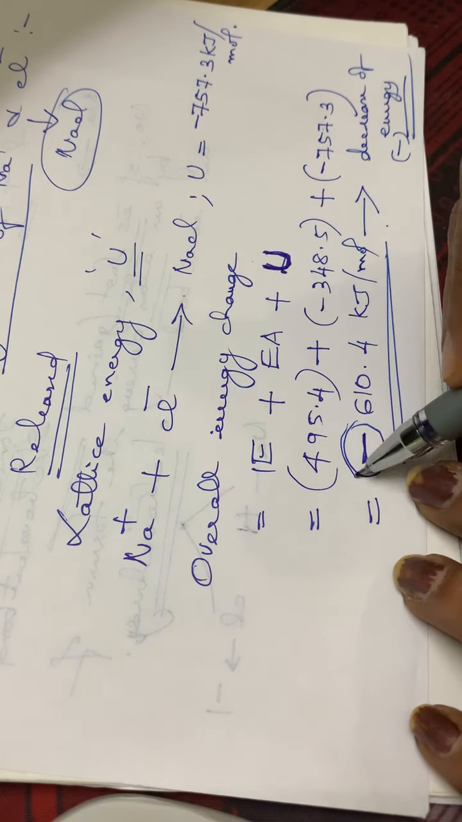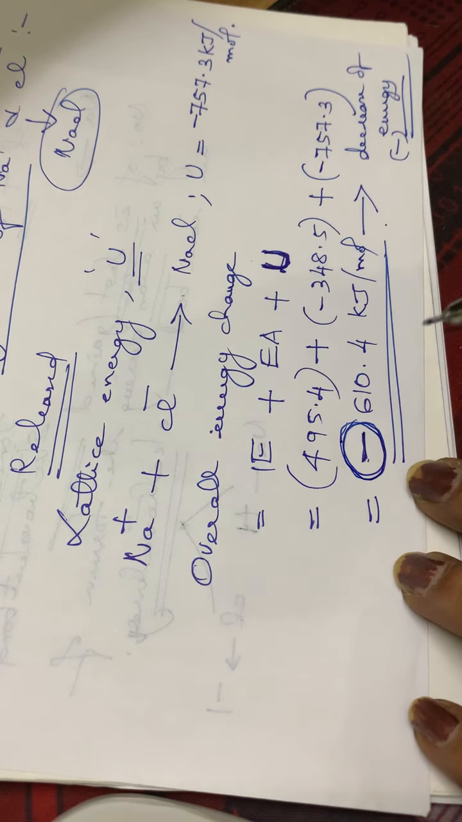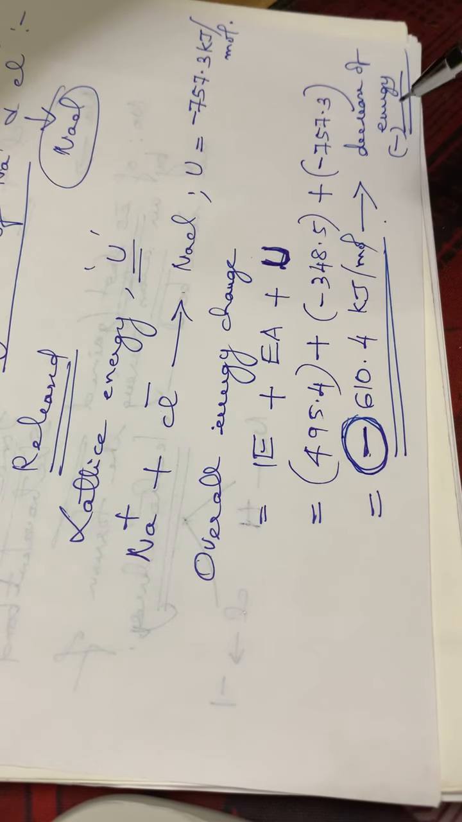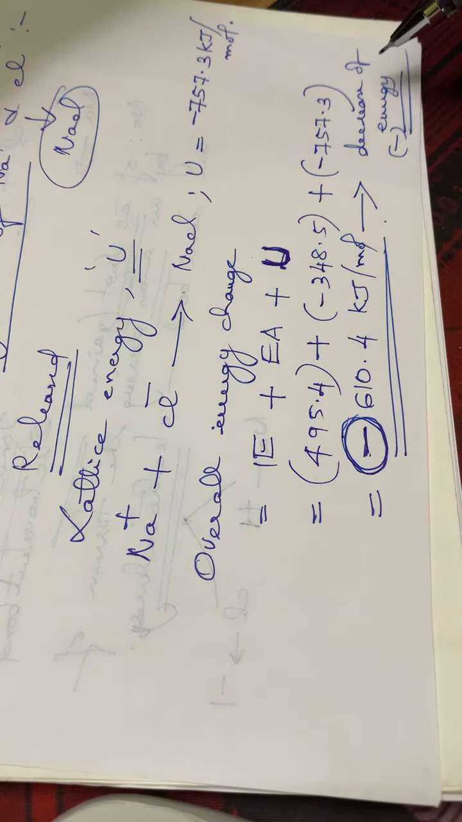See, the decrease of energy means that particular compound, that ionic compound, is stable, isn't it? A compound will be stable only when the energy of that particular compound is low. Here also the energy change is a negative value. That means a decrease of energy is there. So the so formed compound is a stable one.